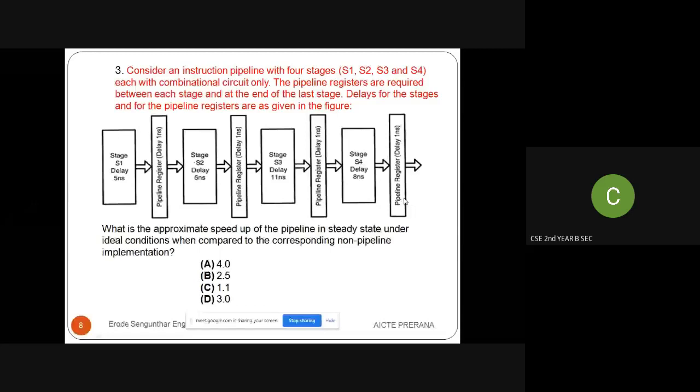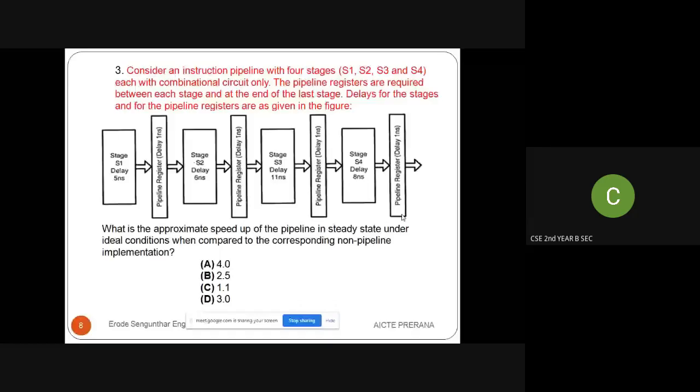Now I think it will be clear. So stage 1, stage 2, stage 3 and stage 4, 4 stages with pipeline register delays of 1 nanosecond. Okay. So what is the question asked? What is the approximate speed up of the pipeline in steady state under ideal condition when compared to the corresponding non-pipelined implementation? Just understand what they have asked.